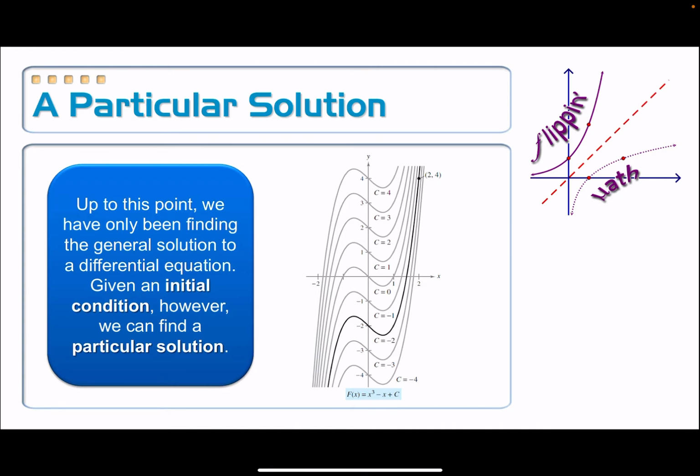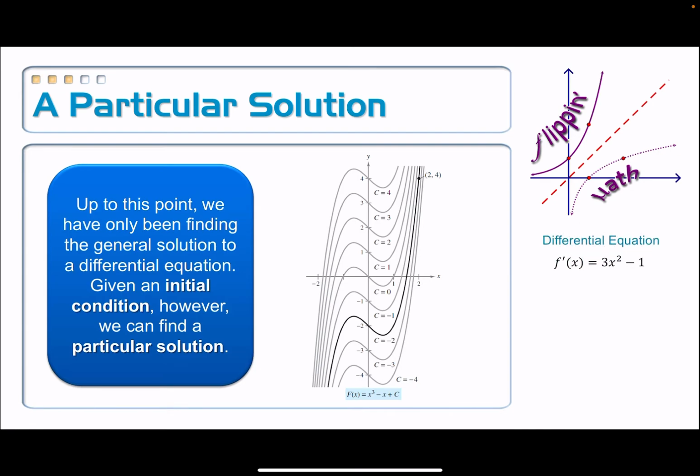So here's an example over here with some pictures. You can see that you have a general antiderivative right here, x cubed minus x plus c. And through a given point, this (2, 4), there's only one of those curves that actually exists. So you can solve for that c.